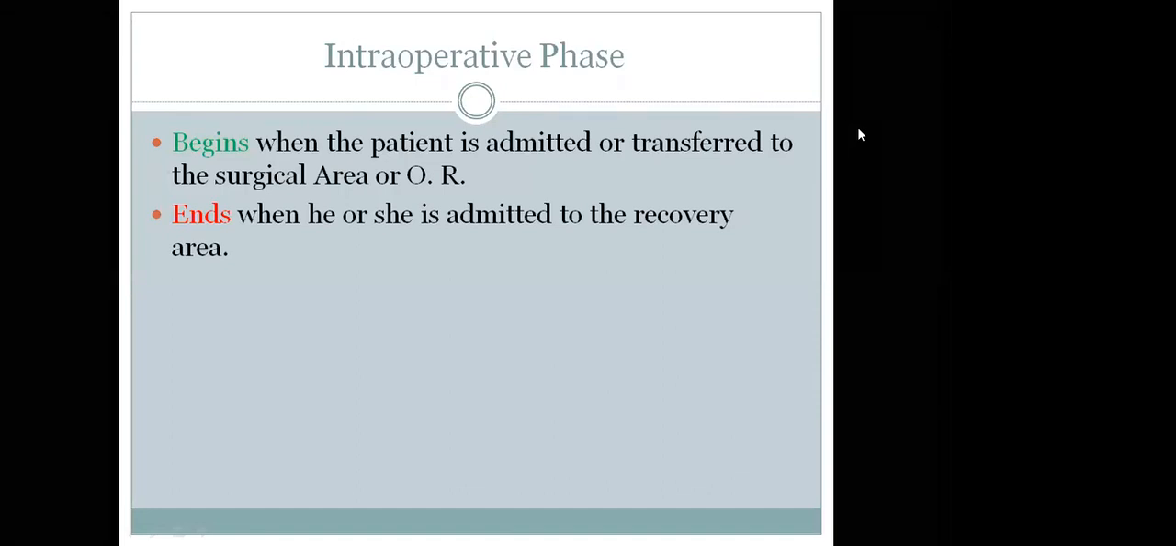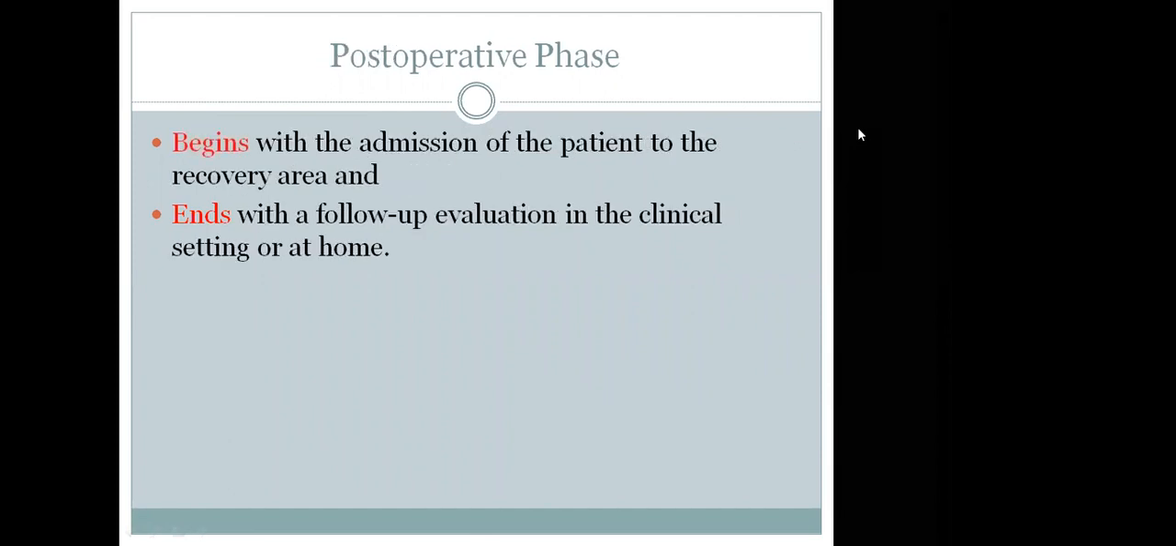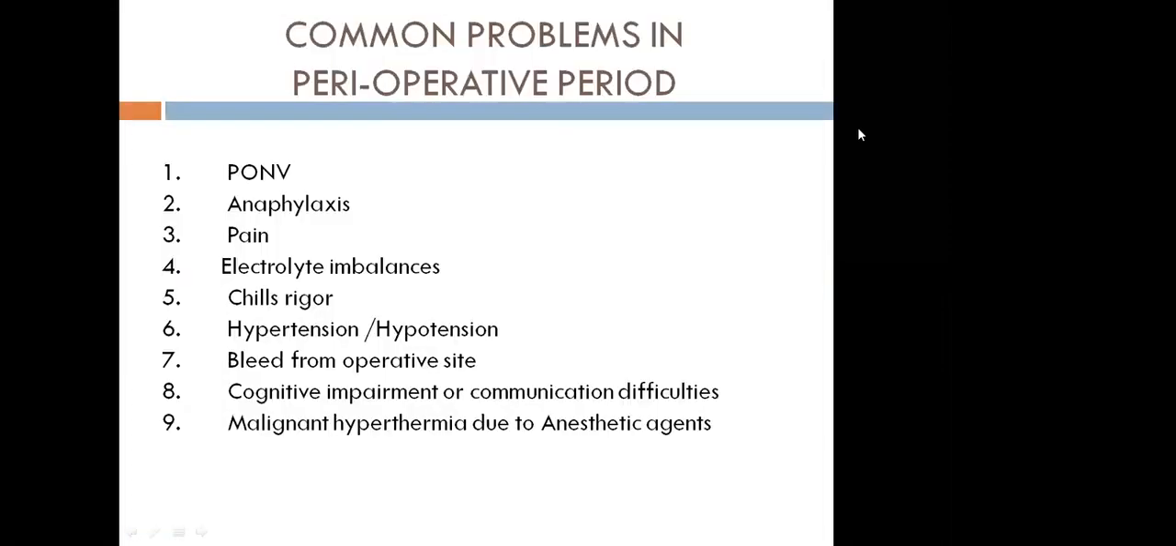Basically, the intraoperative phase is when the patient goes into the operation theater until the recovery room. That phase is basically managed by the surgeon and his team, so we are not describing it in detail here. Then comes the important post-operative phase. The post-operative phase begins with the admission of the patient to the recovery area and ends when the patient is either discharged to the ward or going home.